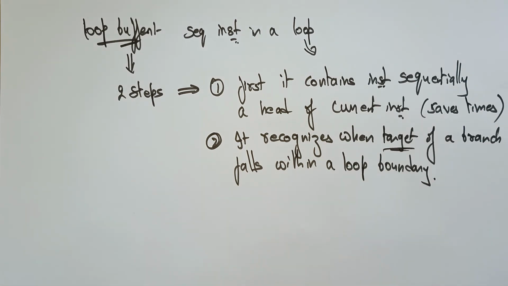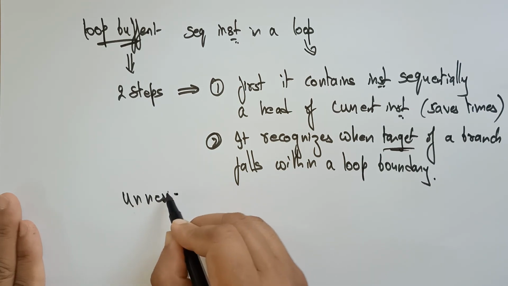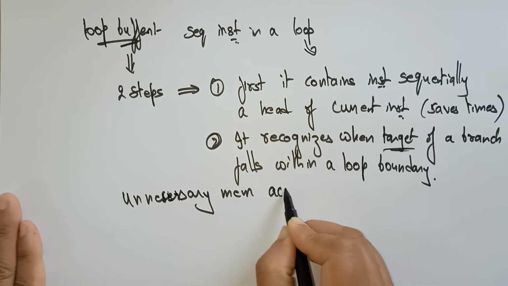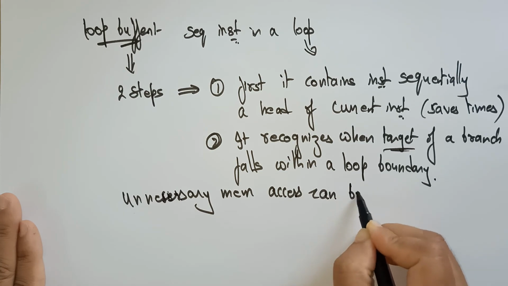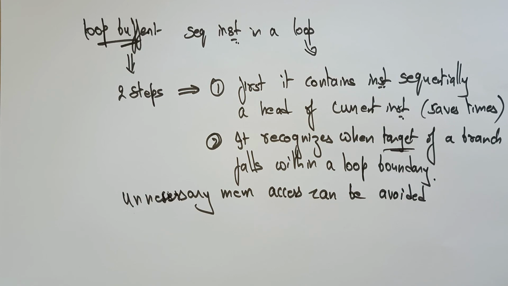So in this case, unnecessary memory access can be avoided. The important point here is that unnecessary memory access can be avoided if the target instruction is already in the loop buffer. So that is the use of these prefetch buffers. The prefetch buffers are of three types: a sequential buffer, a target buffer, and the loop buffer.